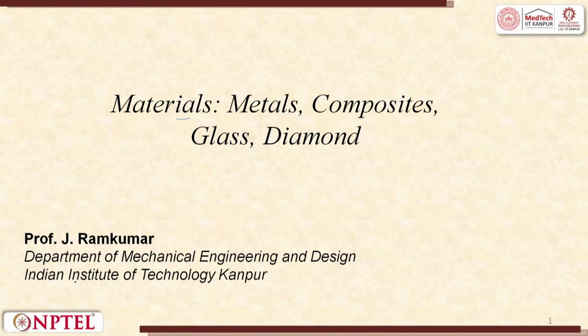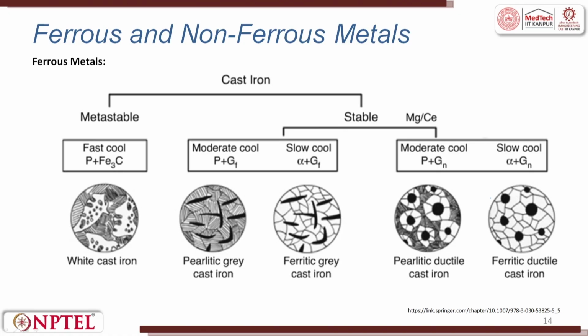In this lecture we are going to talk about different materials. When we talk about cast iron, it has a metastable and a stable phase. In metastable, when you do fast cooling, it tries to form precipitates plus Fe3C, white cast iron. Moderate cooling, but what is fast cooling? You take it to a very high temperature and then quench it.